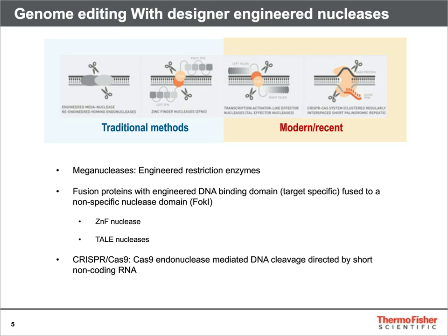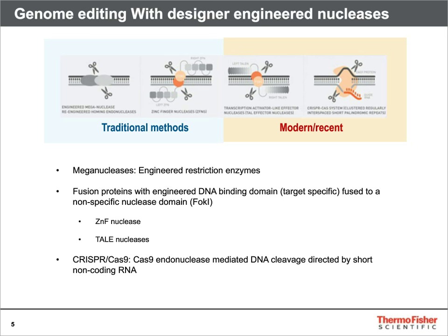Then came a very interesting technology, CRISPR-Cas9, a very elegant system. Here, the target specificity is defined only by a short non-coding RNA. So this system is a Cas9 endonuclease-mediated DNA cleavage that is directed by a short non-coding RNA. All one needs to engineer each time they have a new sequence to edit is a short 18 to 20 nucleotide region within the non-coding RNA molecule. I'll describe this in a little more detail in my next slide.